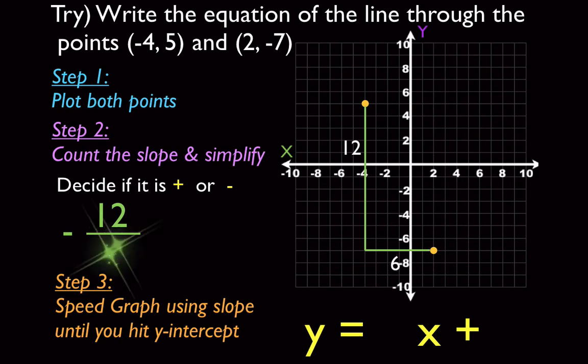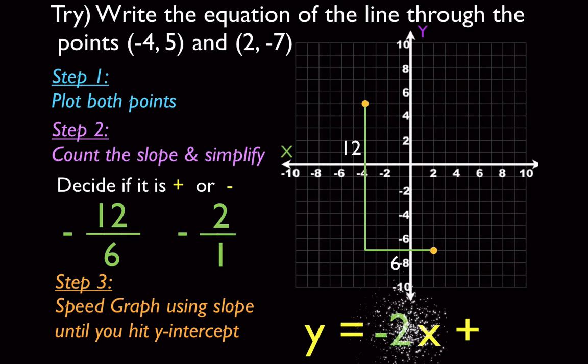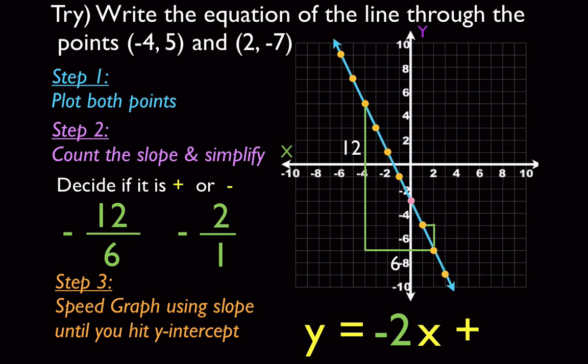12 over 6 simplifies out to -2 over 1. Last step is apply that down 2, right 1 repeatedly until we get all the way across the graph. And again, the graph should show us it crosses at -3.